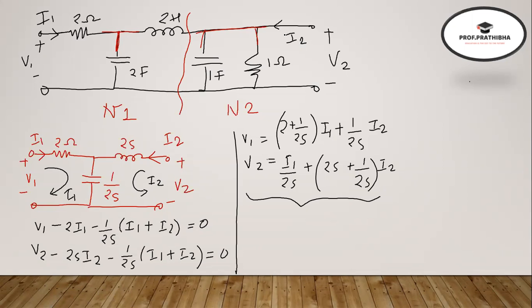What should we get in V1 terms? V1 is equal to AV2 minus BI2. And the second one would be? I1 is equal to CV2 minus DI2.